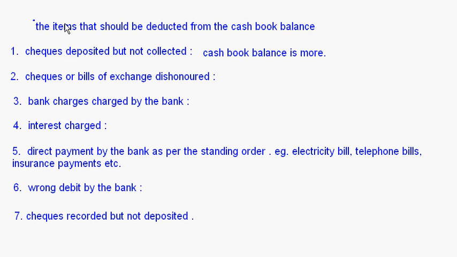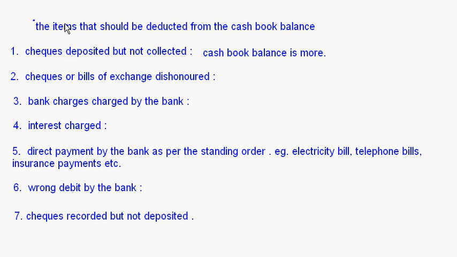Then direct payment by the bank as per the standing order. Example: electricity bills, telephone bills, insurance payments. Whenever we give a standing order to the bank that every month or every two months, or whenever insurance payments become due, they should be made directly by the bank, the bank will make the direct payment and immediately debit that amount. So the bank balance comes down. But the bank will inform us that the payment has been done, and when the bank informs us or we get a copy of the passbook, only then can we enter it in the cash book. So till that time the cash book balance is more, right?